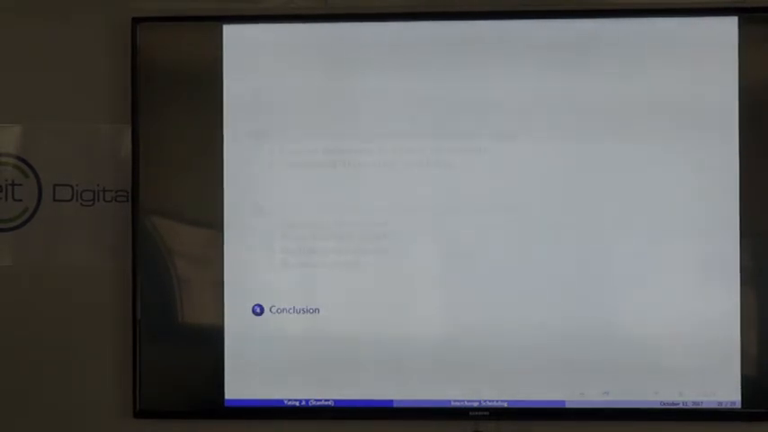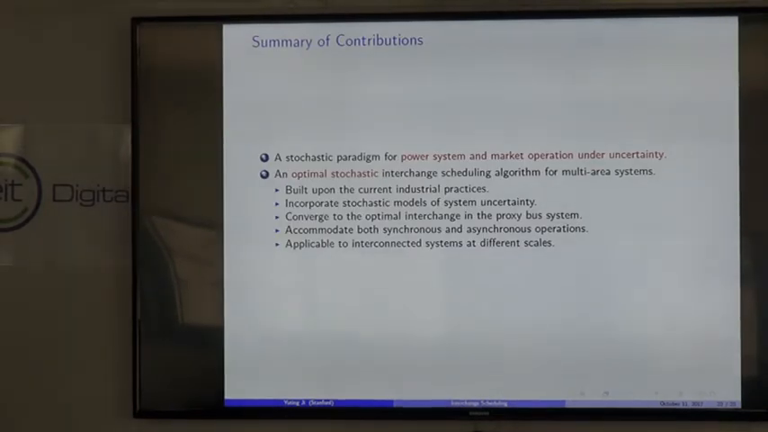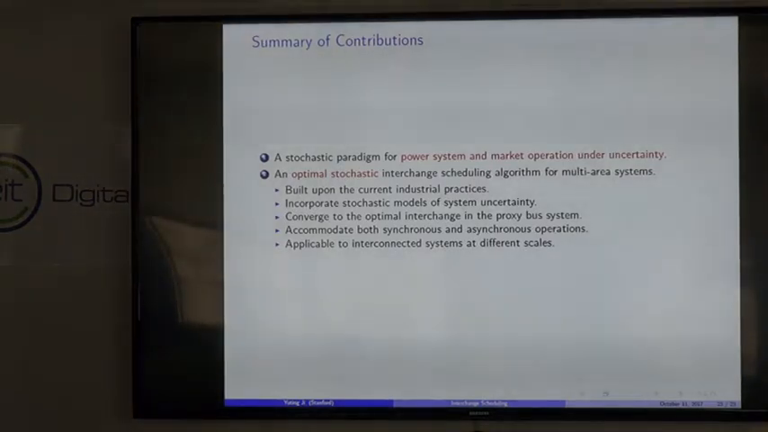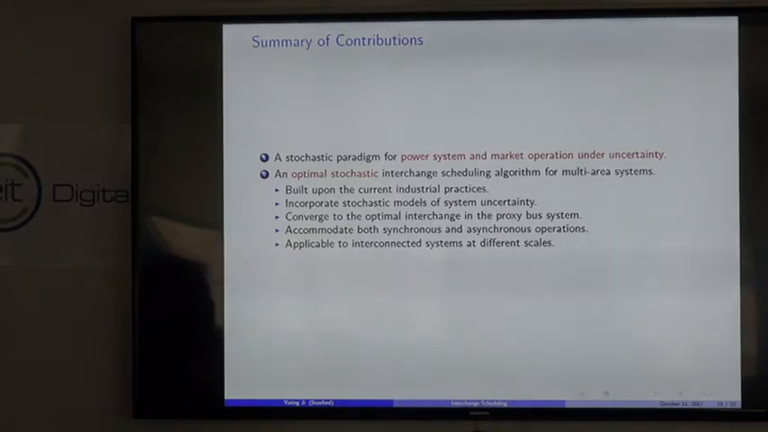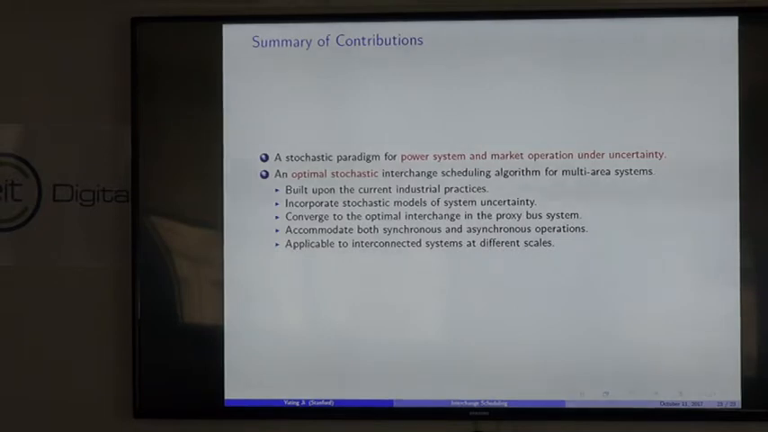So let me conclude. My research has built a stochastic paradigm for power system and market operation under uncertainty. There are two key components. One is that we want to characterize the uncertainty in a probabilistic way, meaning the distribution of the future has to be used for the operation. The second component is we need to figure out, for each problem, the approach to incorporate the distribution we found and find the optimal solution.